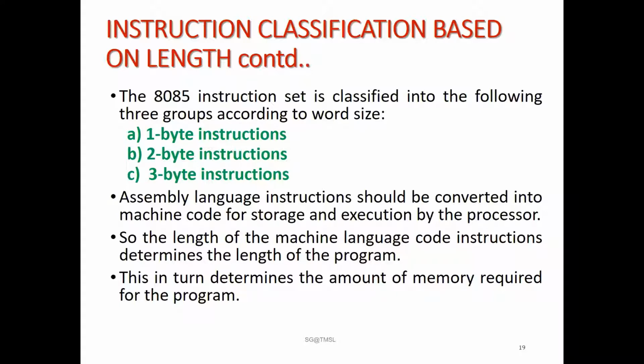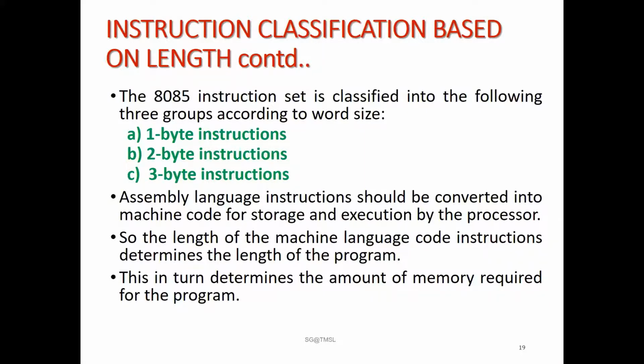So this determines the amount of memory required for the program, how much memory is used by a particular program. That can be identified if you know the length of each instruction. And that is also important to make any decision for a branching operation, whether you need to follow this way or the other way to perform that operation.